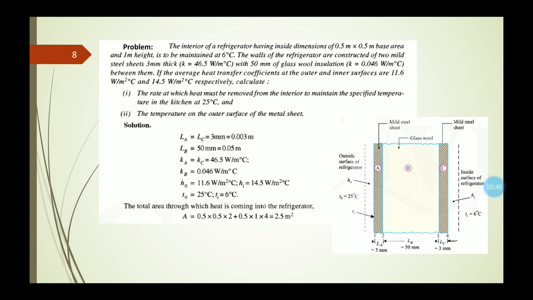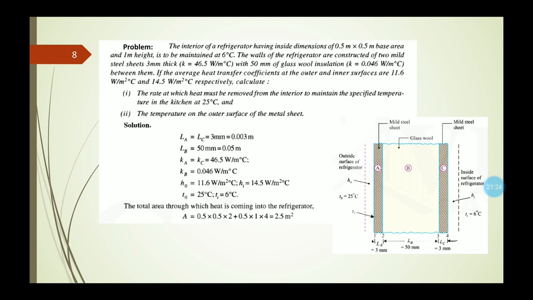Then HO, that is the heat transfer coefficient at the outer surface of the refrigerator, is given as, sorry, 11.6 watt per meter square degree centigrade. And HI, the heat transfer coefficient at the inside surface of the refrigerator, is given as 14.5. And the temperatures at the outer and inner surface of the refrigerator are given as 25 and 6 degrees centigrade. Now the total area through which heat is coming into the refrigerator.